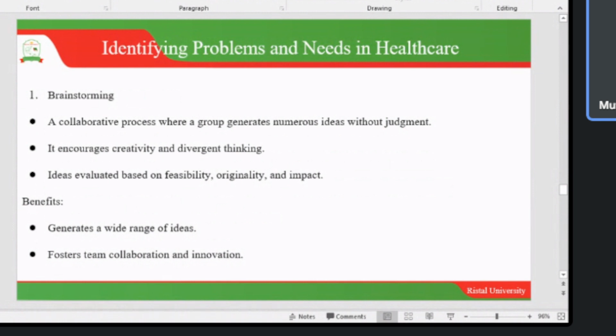There should be a lot of ideas, and then these ideas are going to be evaluated in terms of how feasible they are, in terms of how original or how new they are, and the impact that they could create if put into real practice. So the benefits of this brainstorming exercise to identify problems and needs in healthcare is that it generates a wide range of ideas, which can then be evaluated to come up with the best idea which will solve a particular problem in healthcare. Then it fosters team collaboration and innovation.